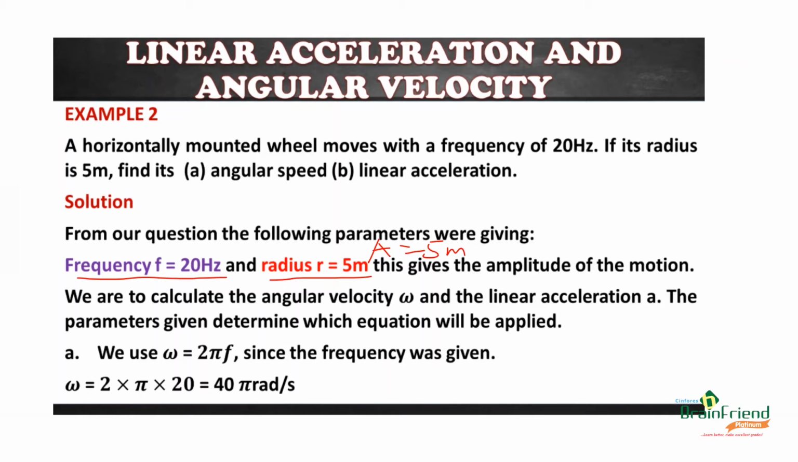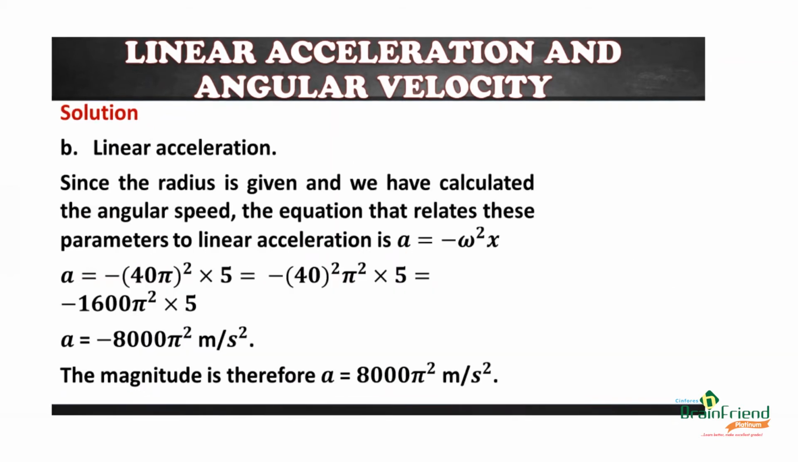From the parameters given to us, angular speed can be calculated using 2 pi f, since we know the frequency. Our frequency is given as 20 Hz. When we substitute 20 for f in this expression, we have omega is equal to 2 times pi times 20. This gives us 40 pi radians per second. Next, we have to solve for linear acceleration.